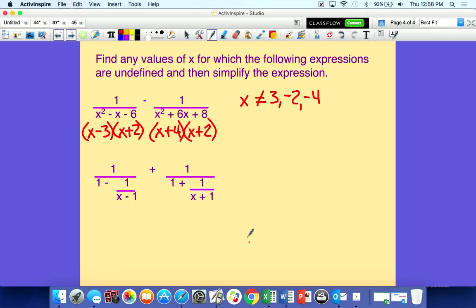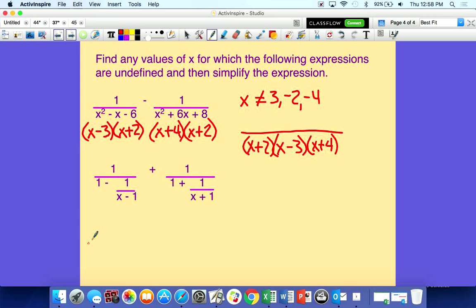well, let's figure out what our common denominator is going to be. Alright, well, we've got 2 x plus 2's, so we're going to write down one of those. And then we've got 1 x minus 3, that's going to go down. And an x plus 4 is also going to go down. So there's our common denominator.